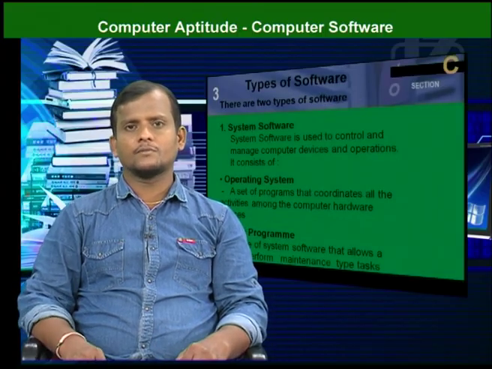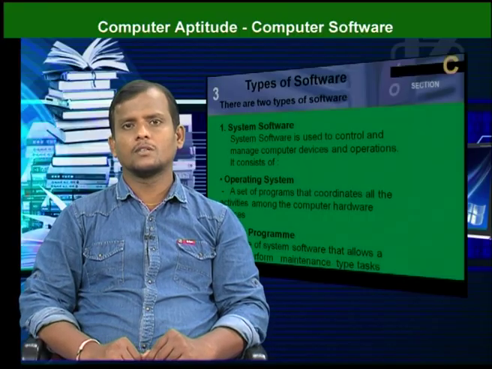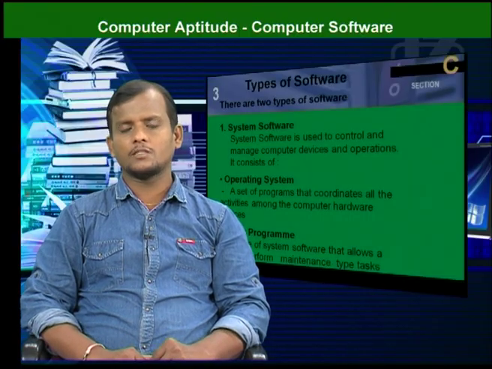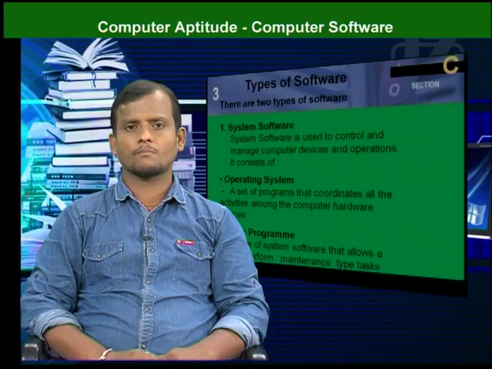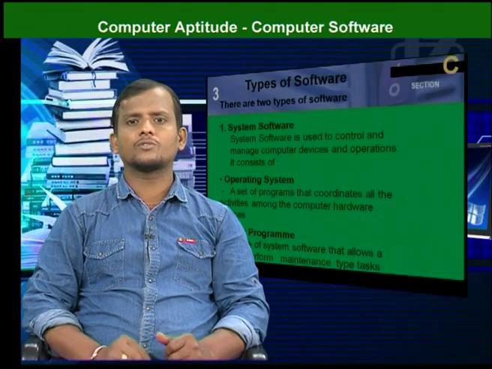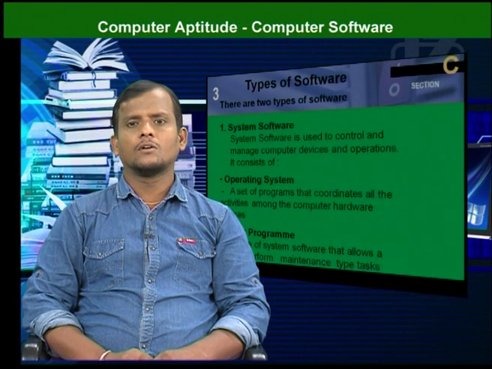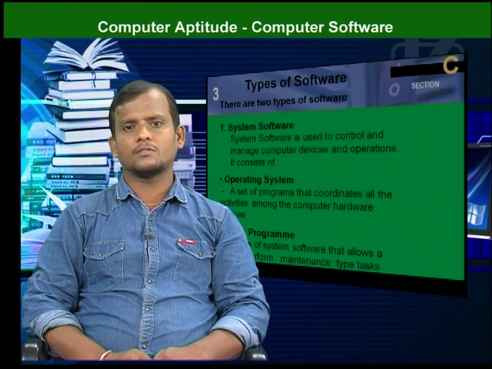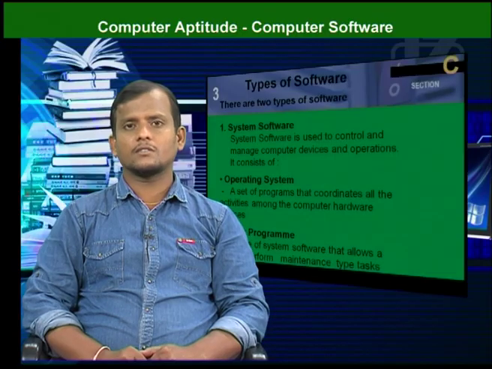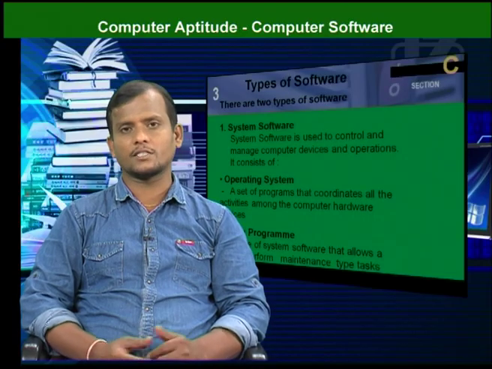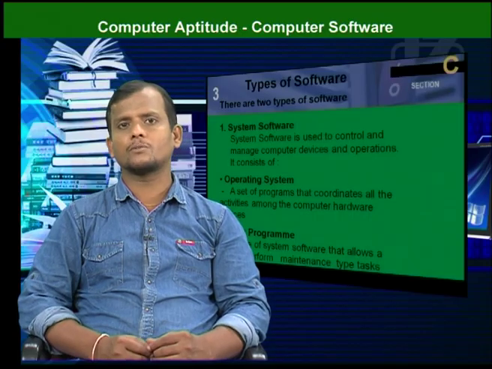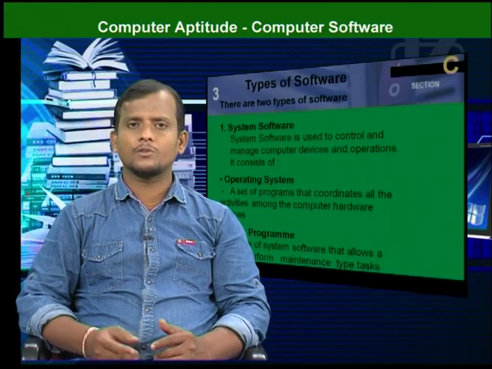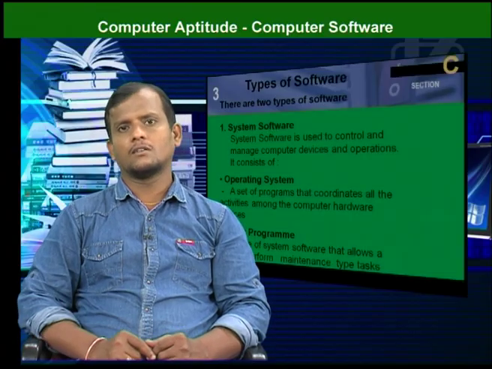Types of software. There are two types of software: system software and application software. Generally, there are two types of softwares. One is system software. One is application software. What is system software? System software is used to control and manage computer devices and operations. System software is nothing but which manages the computer hardwares, that is, computer devices, and also it is used to manage some other application softwares.